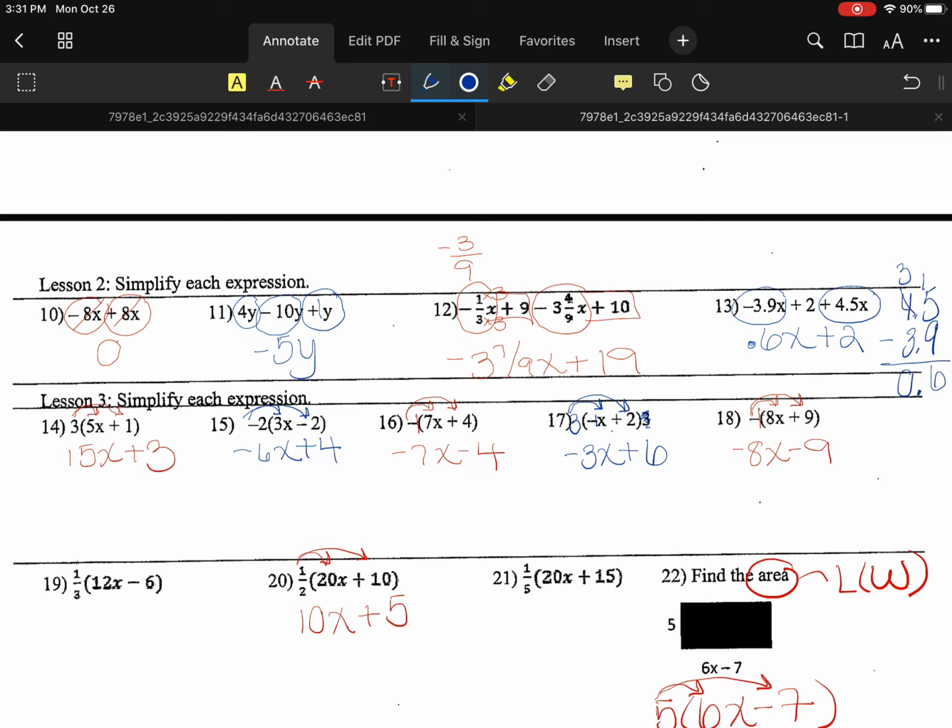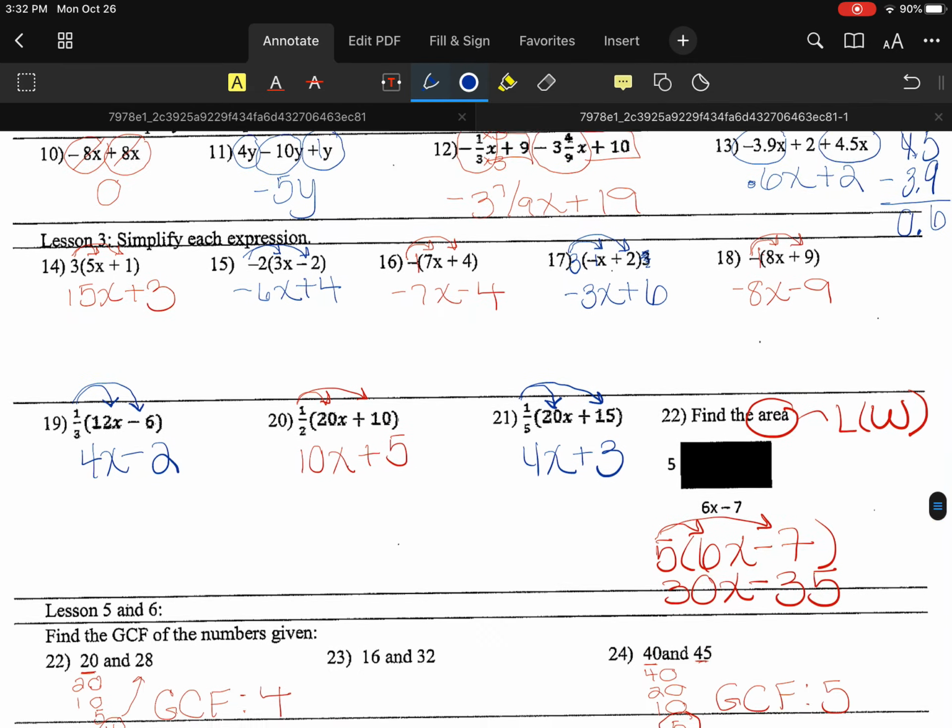Number 19, 1/3 times 12, or 1/3 of 12, or 12 cut into thirds is 4. And then don't forget your x. 1/3 times -6, or 6 cut into thirds, is -2. Number 21, 1/5 of 20, or 1/5 times 20 is 4x. 1/5 times 15, or 1/5 of 15 would be 3, +3.